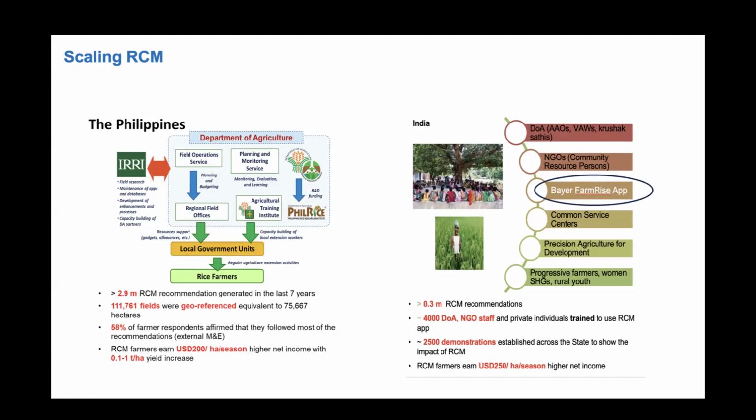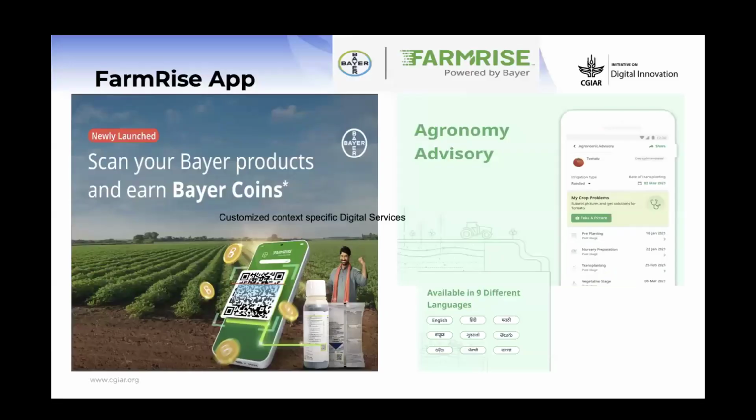And that's where ILRI and Bayer started to think about how we can combine the benefits of this data-rich RCM and their current FarmRise app, bringing it together for the benefit of the farmers. The Bayer FarmRise app is an advisory app. It's available in 9 different languages, and the farmers who are associated with Bayer get this advisory. It's a free-of-cost app for them. The advisory is not only crop management advisory, but also markets, products, etc. are available on their app.